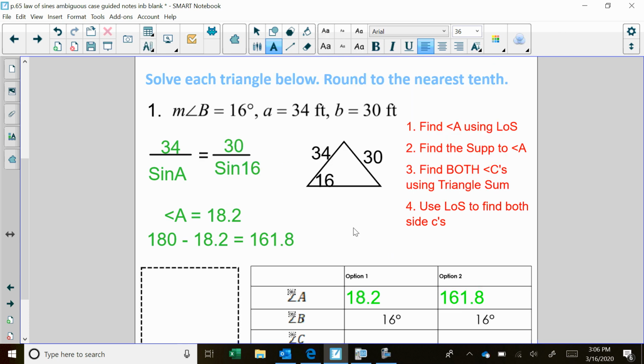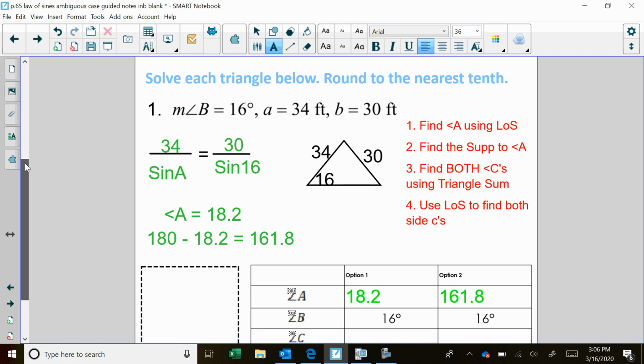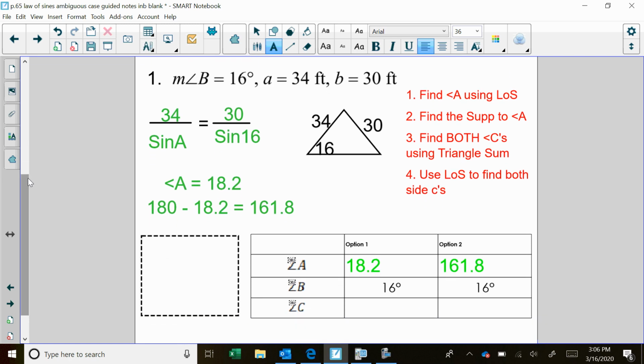So we now have, this is basically going to be triangle A. This is going to be the first option, and this is going to be our second option. Remember, with an angle-side-side triangle, there's an option to have a second version of the triangle. Our job is to find both of those triangles if they exist. As we continue with step 3, we're going to try to find angle C.